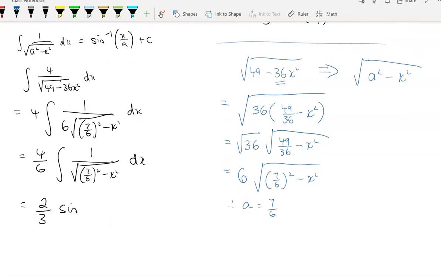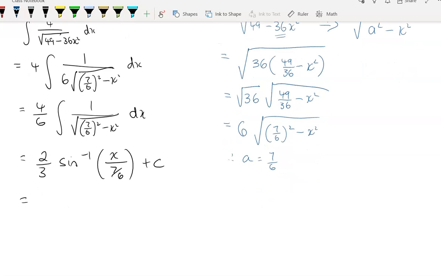Okay, so this is going to be sine inverse of x over a, well, a is 7/6. And so just to tidy that up, to make it look a little bit neater, 2/3 sine inverse of 6x over 7 plus c. And we found our antiderivative.